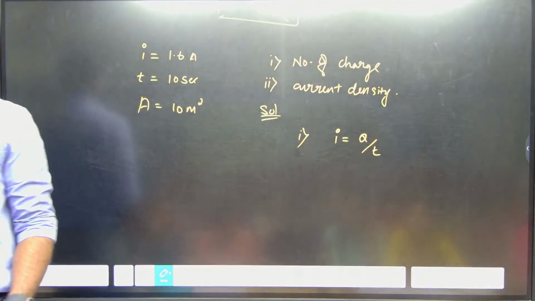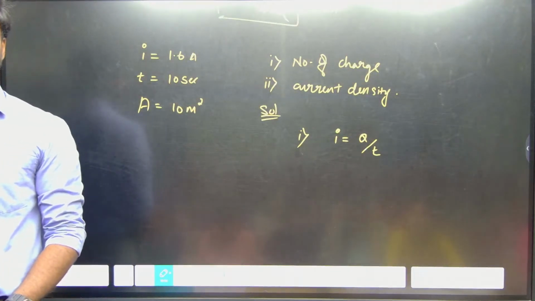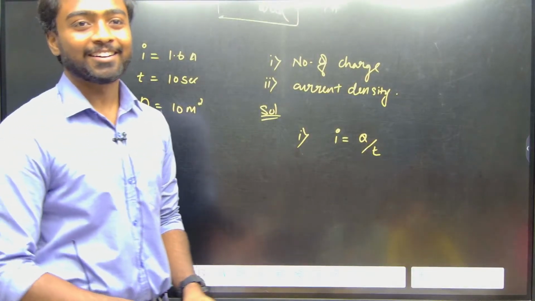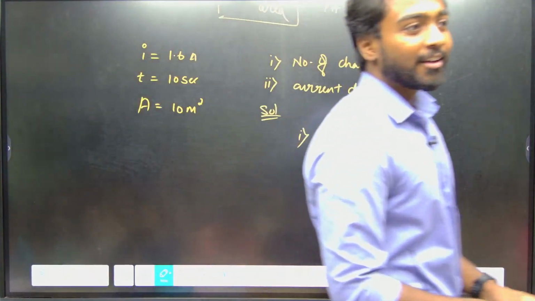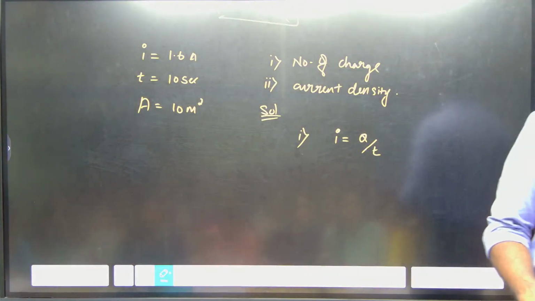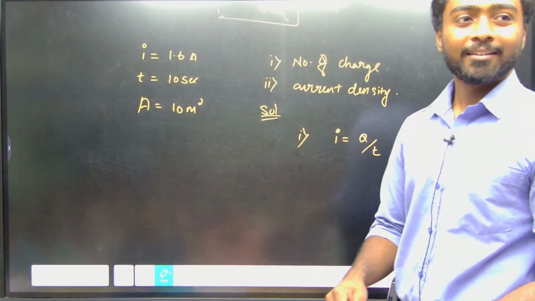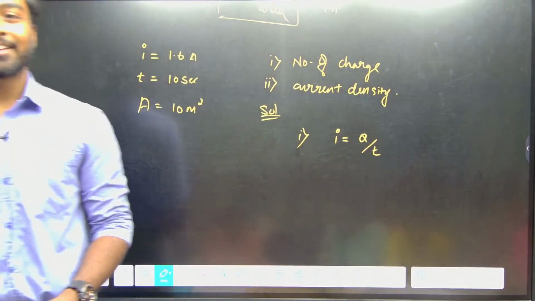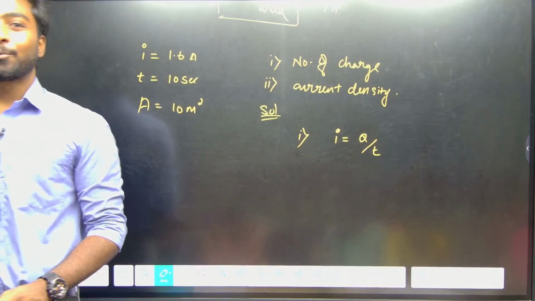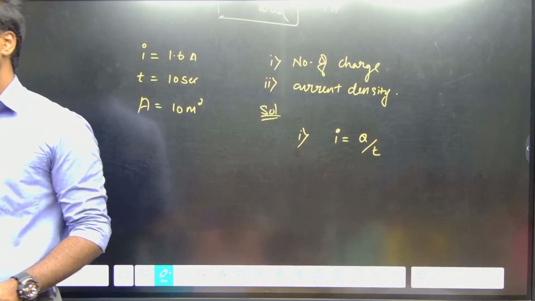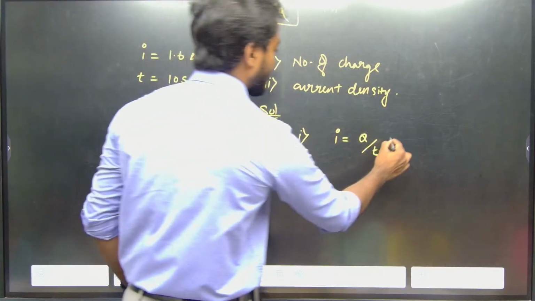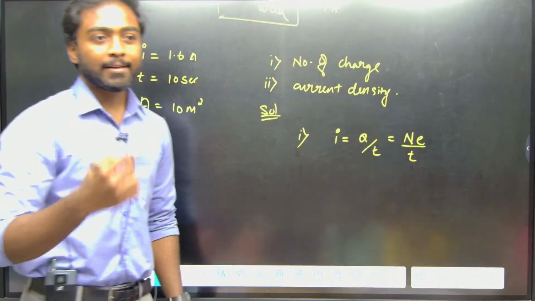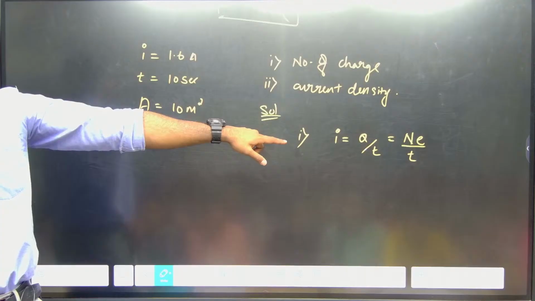Q formula, I into T. What is the formula we have learned in electrostatics? Starting first point: Q is equal to N times E. Q is equal to NE. Once you take it down, it is quantized. So I can say that I equals NE by T. Now I can find the number of electrons or number of charges.